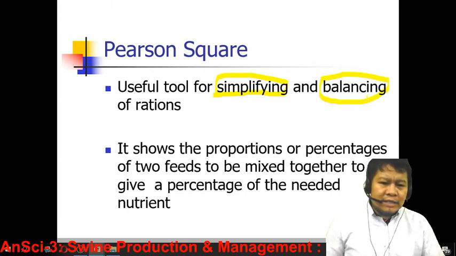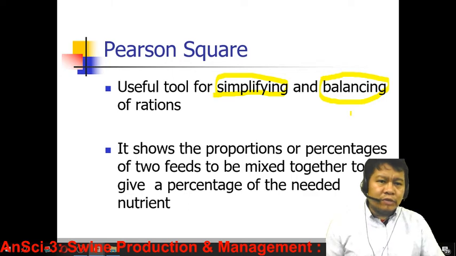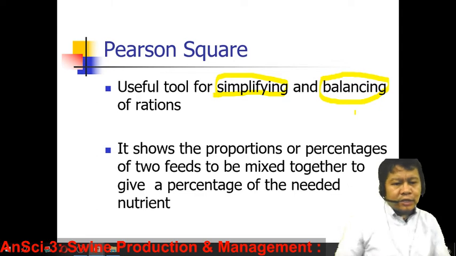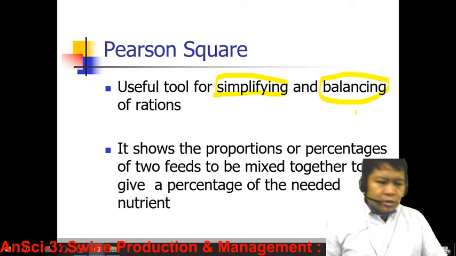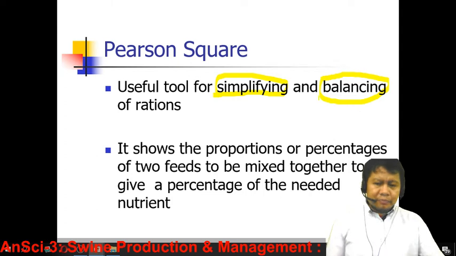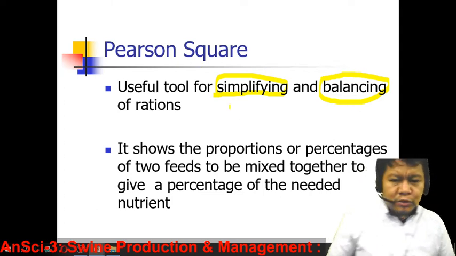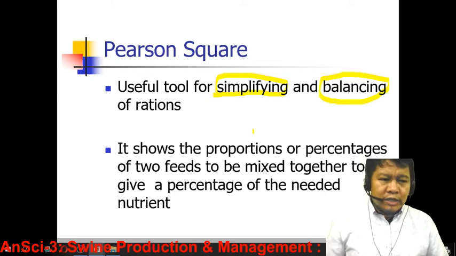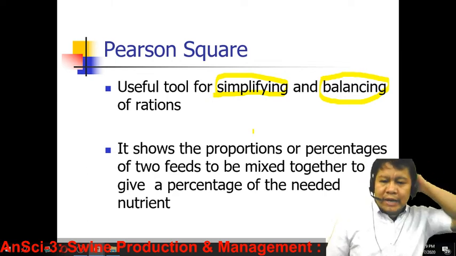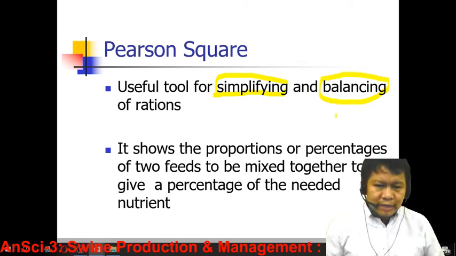And balancing of rations, meaning to say, just like humans, there is a balance of nutrients in our diet, in our ration. So just like animals, we have to balance the compositions of the nutrients of the feeds the animals will be eating. So there must be a balance in terms of protein, in terms of fats, in terms of any nutrients for that matter. But for this particular topic, we'll be using crude protein as one of the nutrients in animal production. All right, so we use Pearson square in balancing the rations.